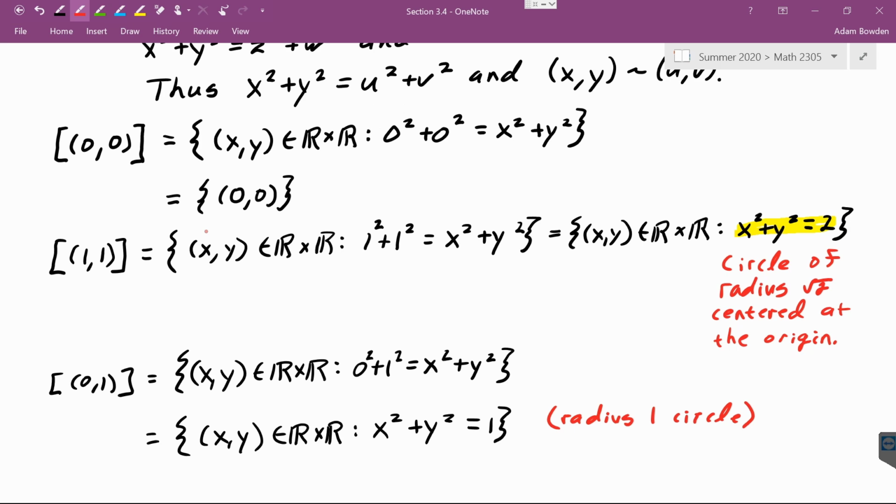What we can say now is that it looks like our equivalence classes are constructing sets of points which are falling on the circle centered at the origin with increasing values for the radius. So we can construct infinitely many here, but they're non-overlapping circles, just with different radii basically.